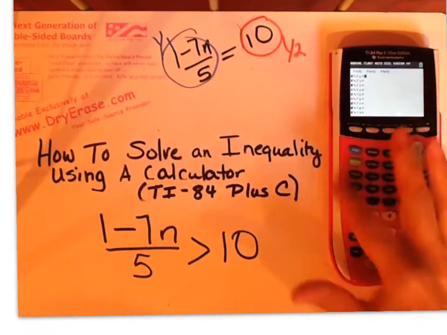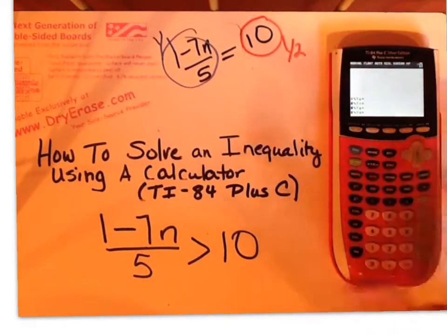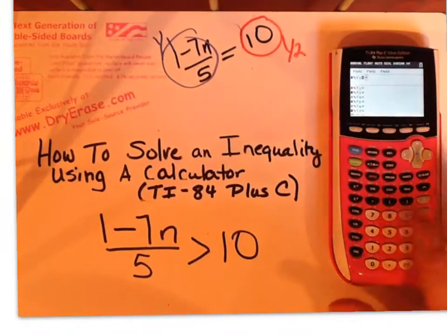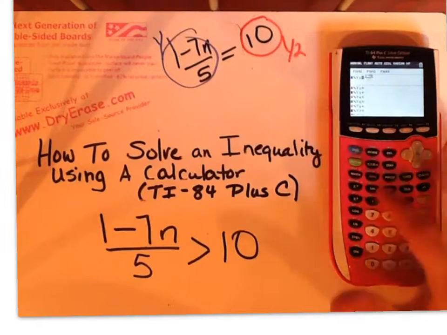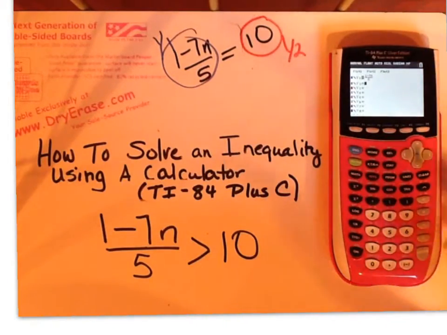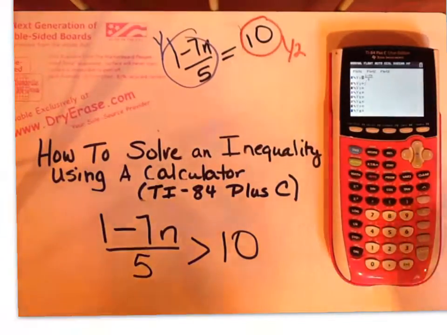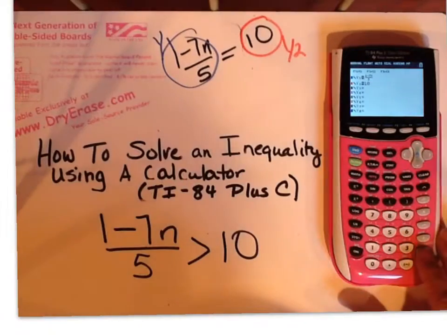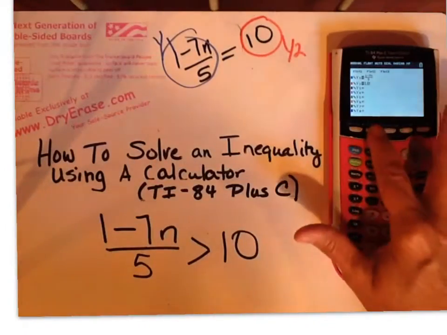That's our left side. I need a fraction, so I'm going to go over to math, numerator, denominator, and I'm going to put 1 minus 7x, and that's all going to be over 5. And then I'm going to put the other side in there, and I will hit graph first.